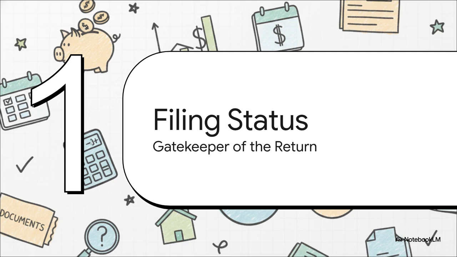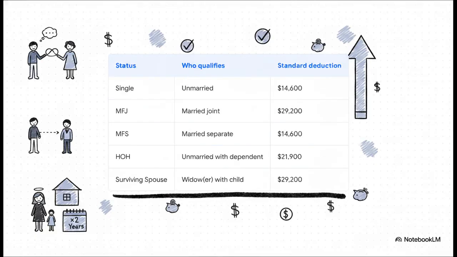Section 1, determining filing status, the gatekeeper of the return. Listen, before a single dollar of tax is ever calculated, you've got to figure out the filing status. It is the absolute baseline. This one choice dictates both your tax brackets and your starting standard deduction. If you get this wrong, it literally corrupts the entire calculation. So you've got 5 distinct statuses.